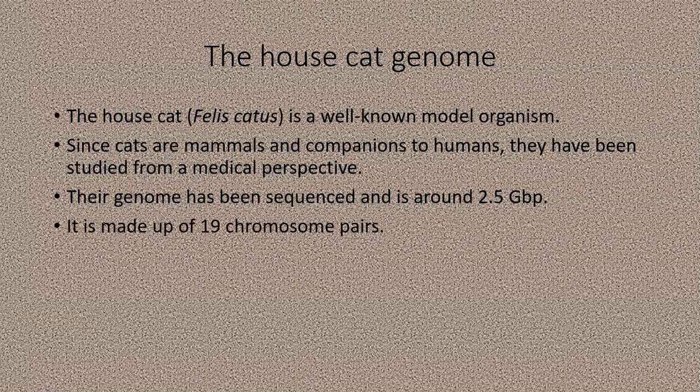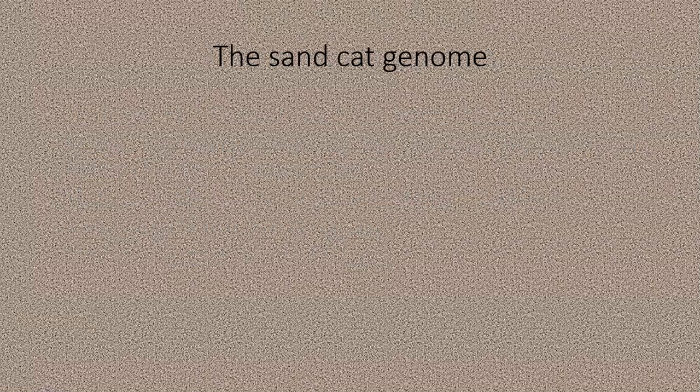It's also made up of 19 pairs of chromosomes. We humans have 23 pairs of chromosomes, and the human genome is about 3 billion DNA letters.